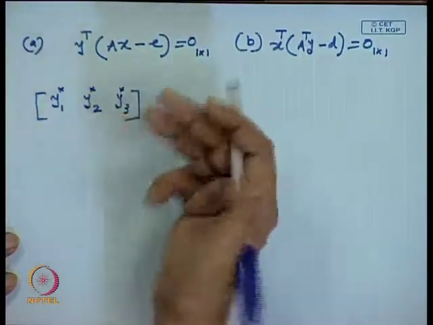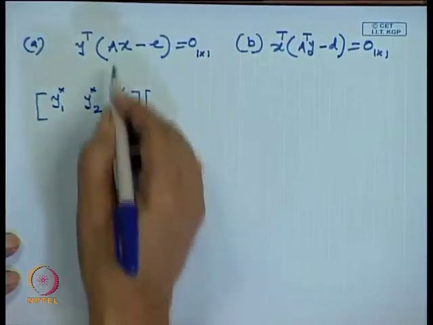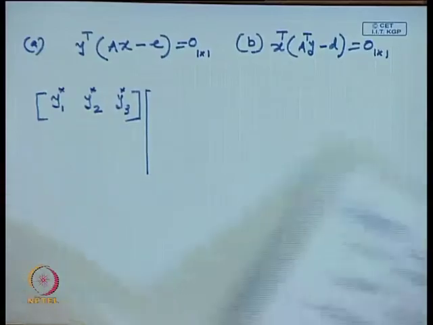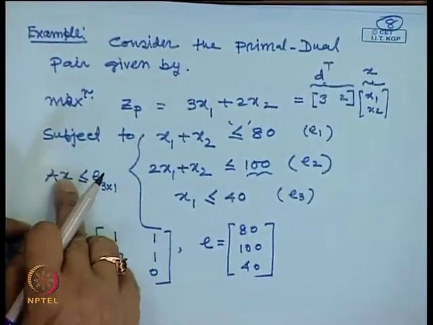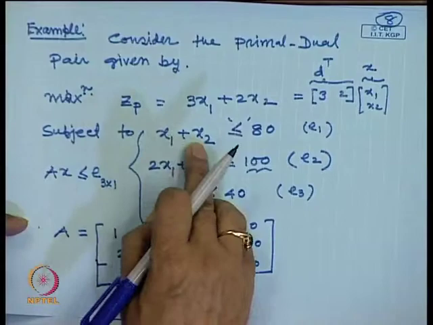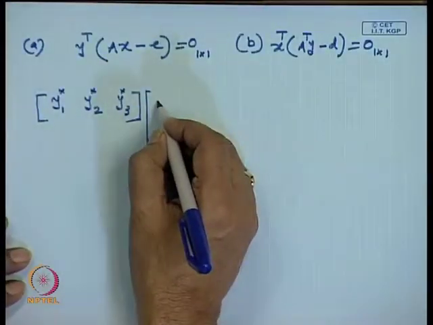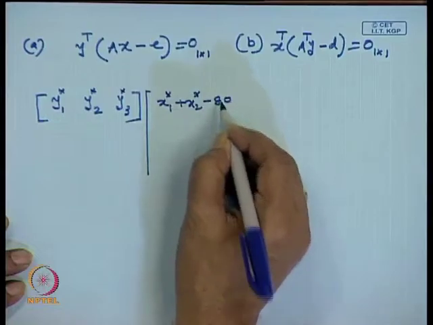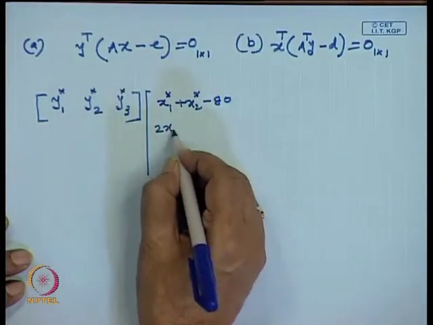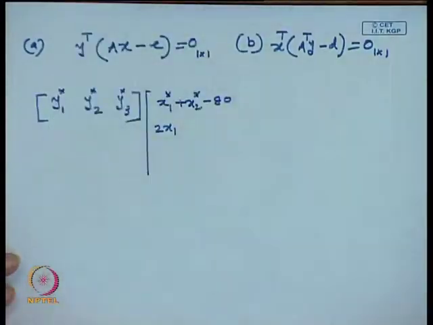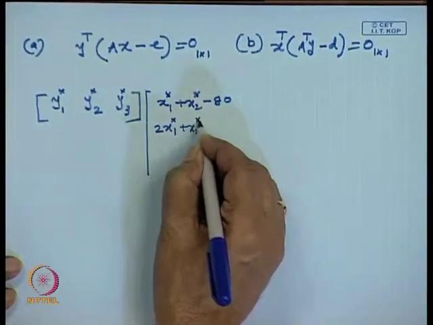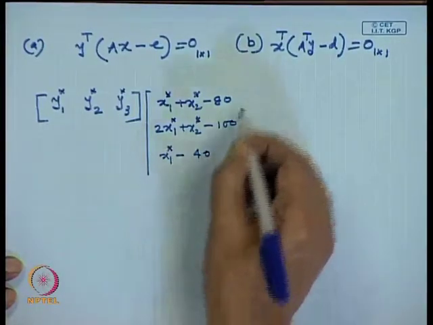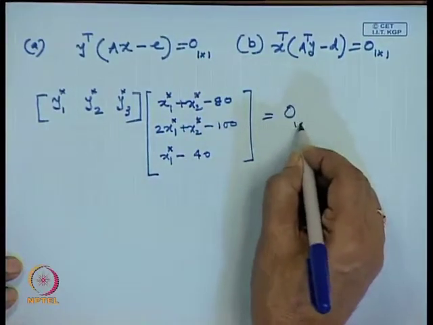So I can immediately write this as y star, because the optimal solution of this star indicates that optimal solution multiplied by Ax minus e, and we have already seen our problem. This Ax minus e, if you take that side, is x1 plus x2 minus 80. So, x1 star plus x2 star minus 80, first equation. Then the second equation, 2x1 star plus x2 star minus 100. The third one, x1 star minus 40, this equal to 0, 1 cross 1.